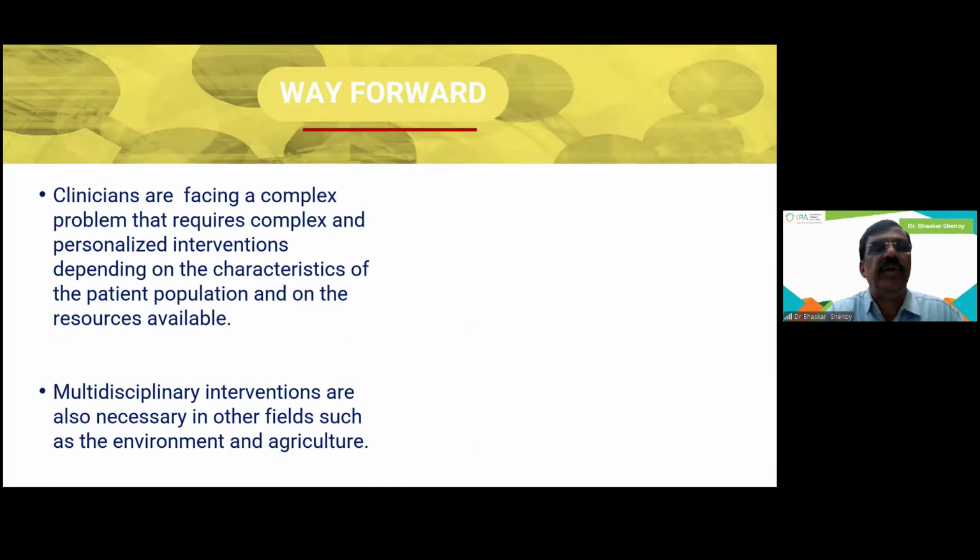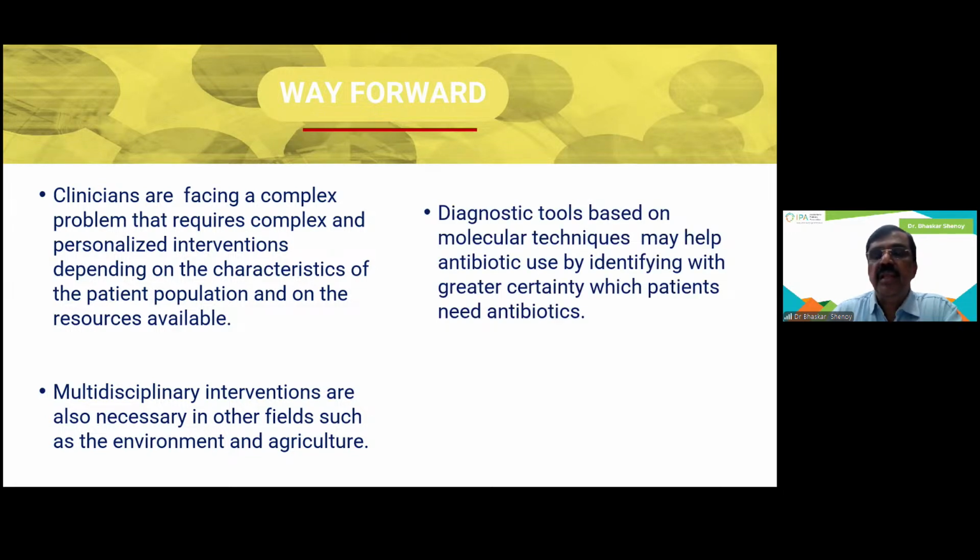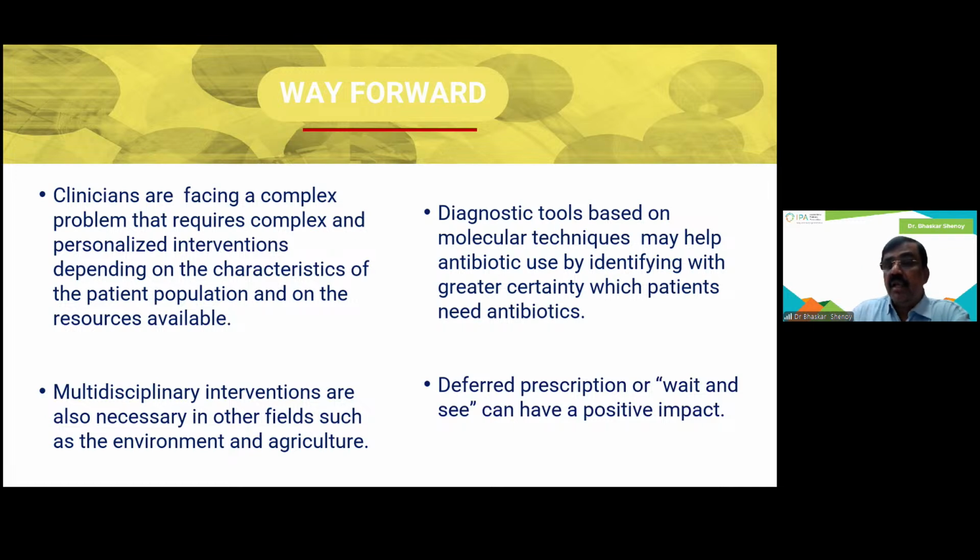So what is the way forward? The clinicians are facing a complex problem that needs a lot of interventions depending on the characteristics of the population and the resources. Multidisciplinary interventions are needed. It is not only human; even in agriculture and veterinary science they are using antibiotics, and that should be curbed. And we need to use more diagnostic tools, especially molecular diagnostics, so that you hit the target, identify the organism and take a proper step.